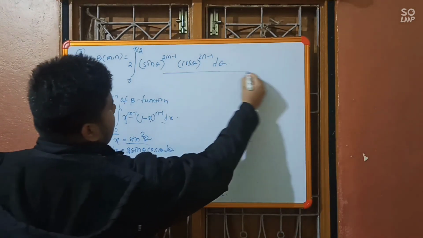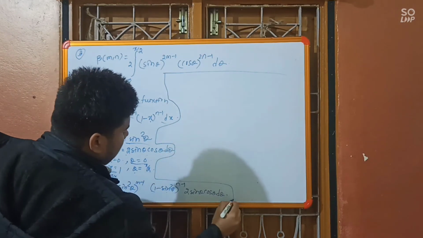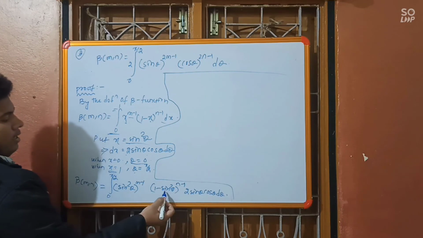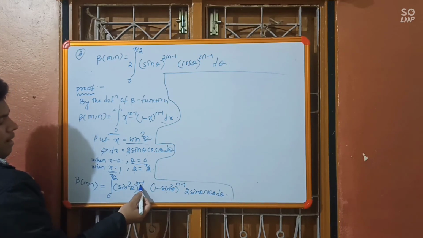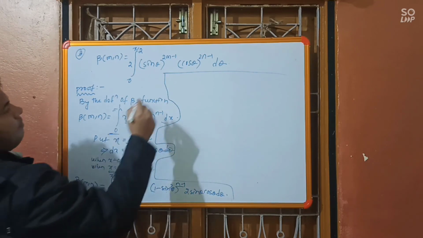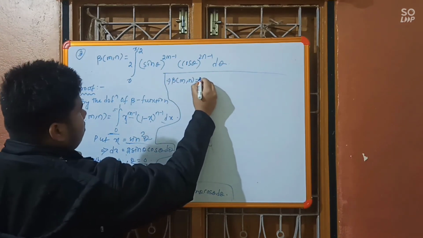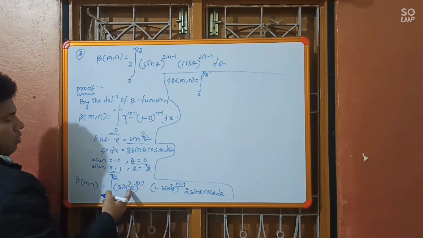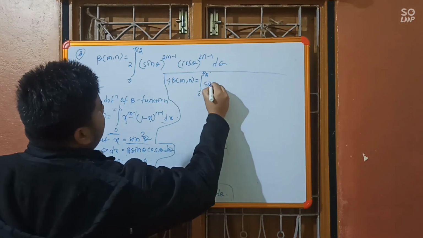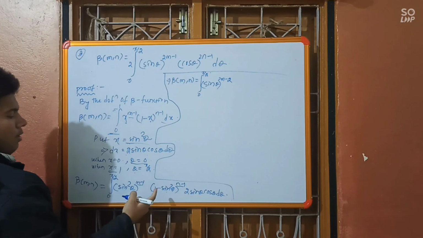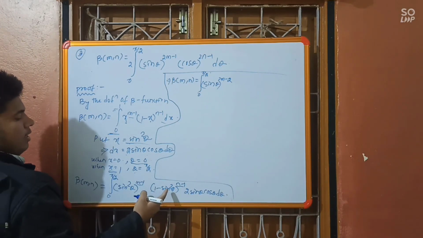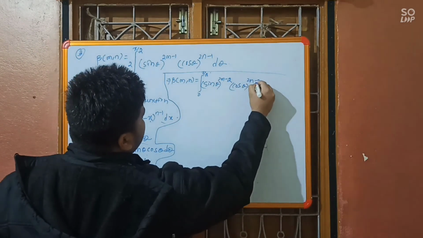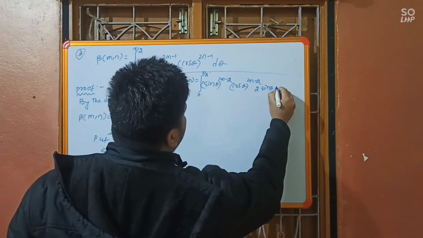So next step, here 1 minus sine square theta, we can write cos square theta because sine square theta plus cos square theta is equal to 1. So 1 minus sine square theta is equal to cos square theta, and here 2 is also multiplied with n minus 1, and here 2 is also multiplied with m minus 1. So see beta mn is equal to the integral from 0 to pi by 2 of sine theta to the power 2m minus 2, cos theta to the power 2n minus 2, and 2 sine theta cos theta d theta.